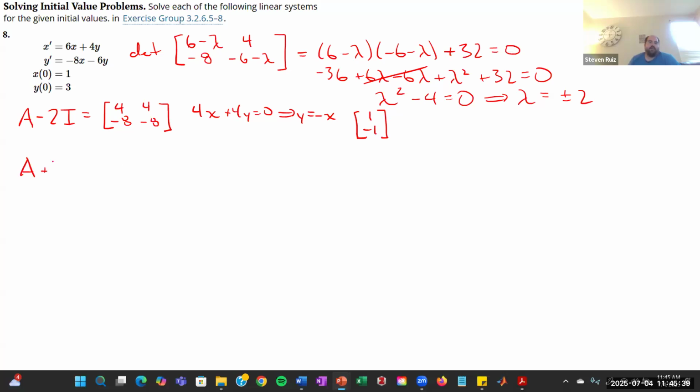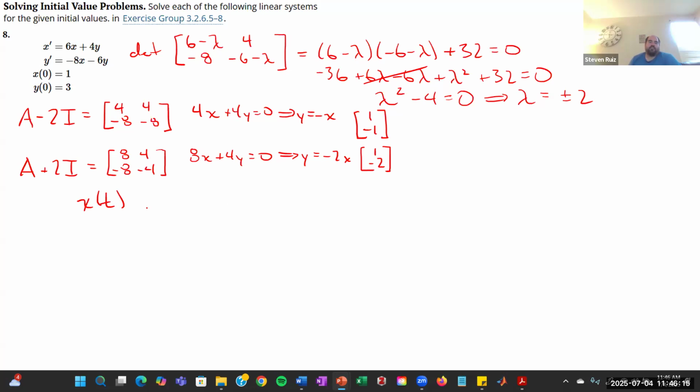What about a plus 2I? That'll be 8, 4, and -8, -4. All right, that implies that 8x plus 4y equals 0, or y equals -2x. So now a good vector will be 1, -2. So from here I can write my general solution.